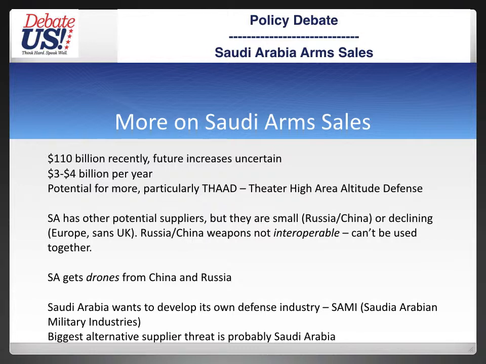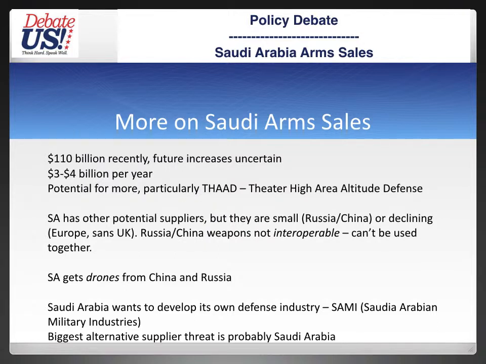Saudi Arabia does get drones from China and Russia, not really from the U.S. Trump has relaxed sales on drone exports, but those are still not very common. Saudi Arabia does want to develop its own defense industry. They started a project called the Saudi Arabian Military Industries, but it's very nascent, and it's trying to develop its own technologies. It doesn't really have a lot of technologies. The reason it buys so many weapons is it doesn't have its own industry.